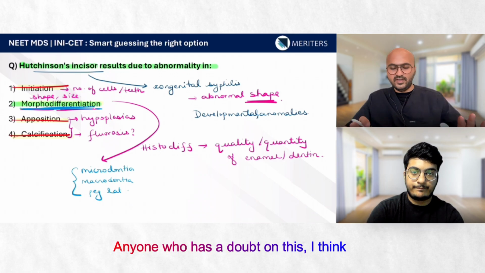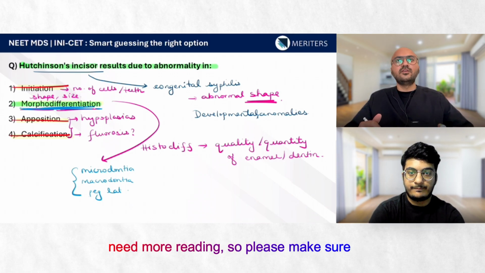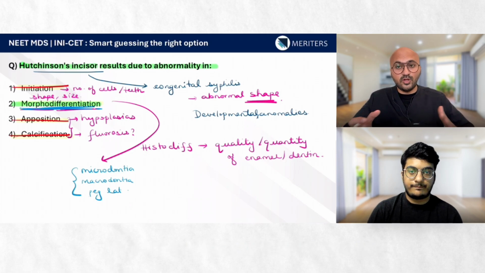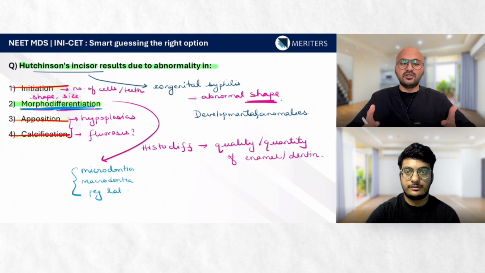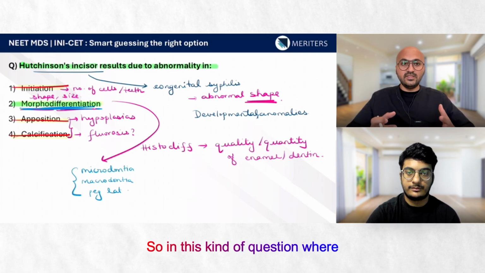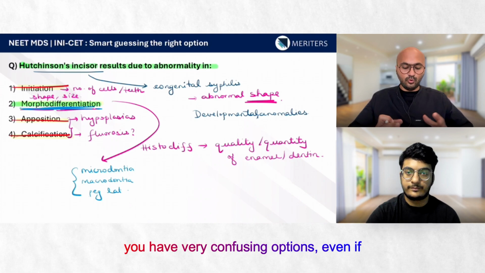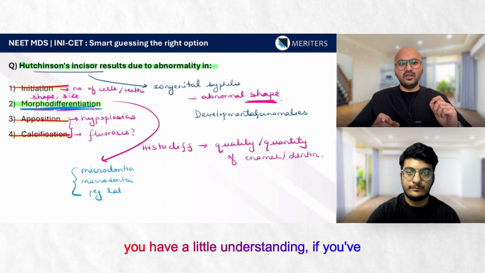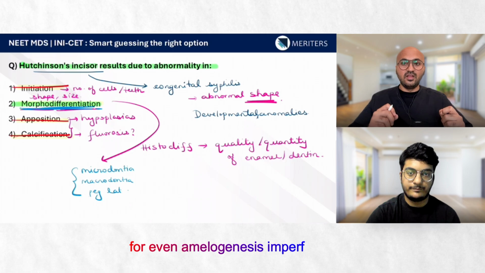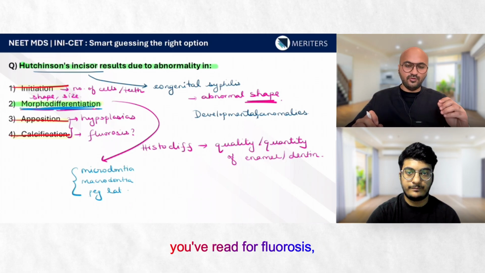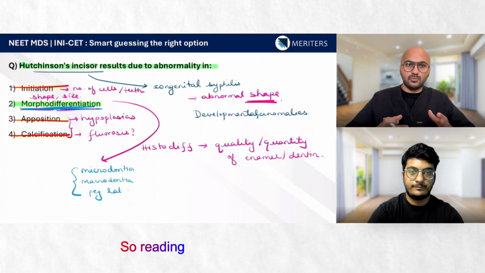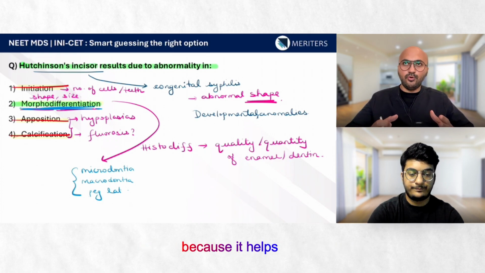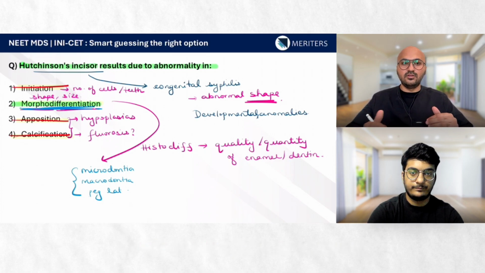Perfect, very well explained. Anyone who has a doubt on this, I think you need more reading. So please make sure that you are not leaving out any basic topics, because they lay the foundation for option elimination and strategic attempts. So in this kind of question where you have very confusing options, even if you have a little understanding, if you've read the explanation for even amelogenesis imperfecta, or for fluorosis, you will know which kind of anomaly belongs where. So reading explanations is very important because it helps you eliminate the other options.